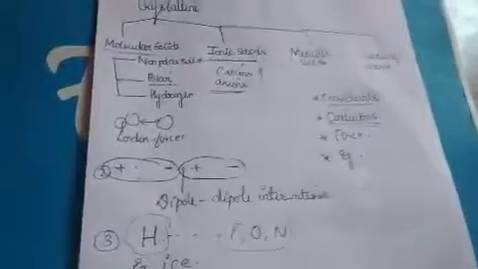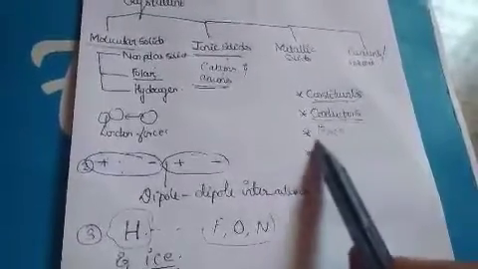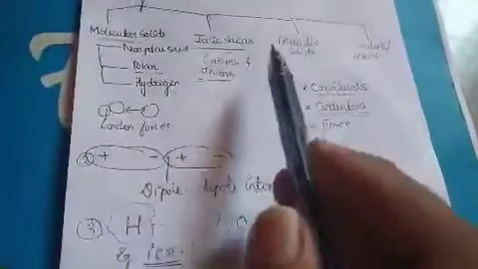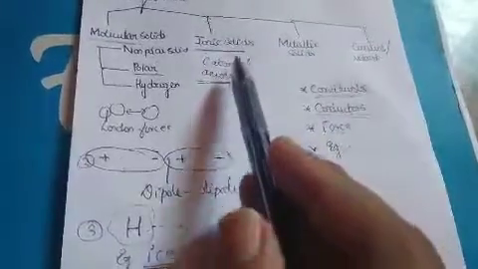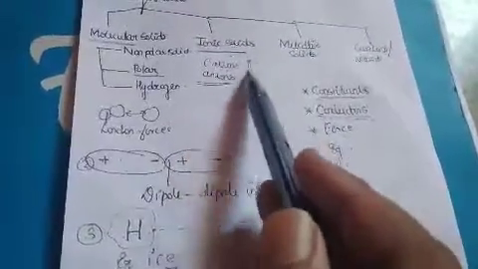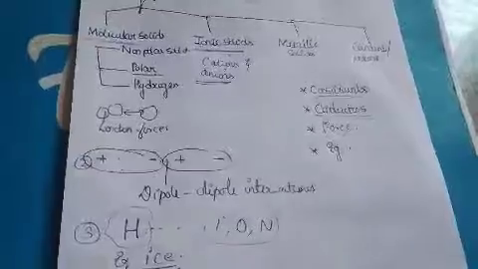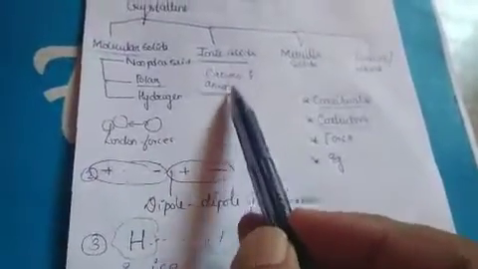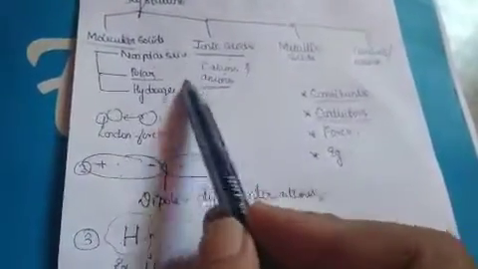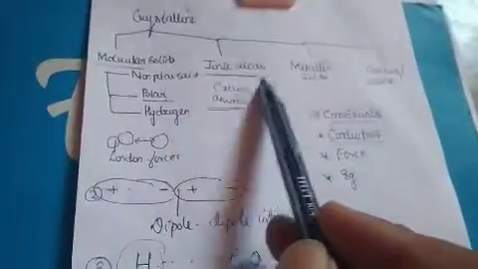So whenever ions are present, of course, we know what type of force exists between them. That is called electrostatic forces or Coulombic forces, which is holding these constituent particles together. So such types of solids are categorized as ionic solids.